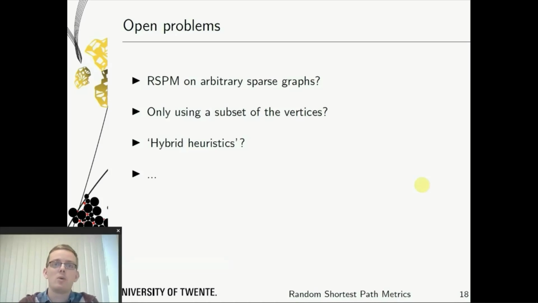Secondly, one might wonder what happens if we define the problems only on a subset of the vertices of our random metric space. It seems that such a model would be even more realistic, but again we don't know whether it will be analyzable or not. And finally, in our analysis of the local search 2-opt result, we had to decouple the actual heuristic from the initialization in order to make the analysis possible. So it would be really interesting to see whether it's possible to analyze a hybrid heuristic where we also take the initialization into account.